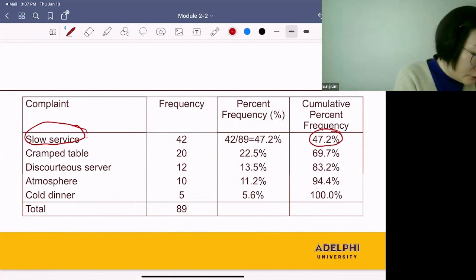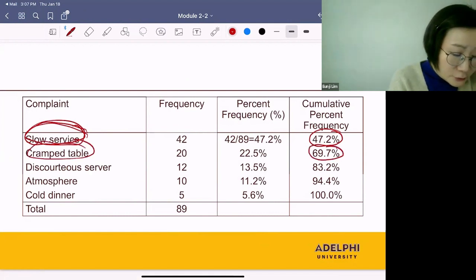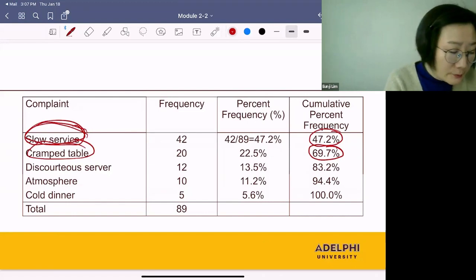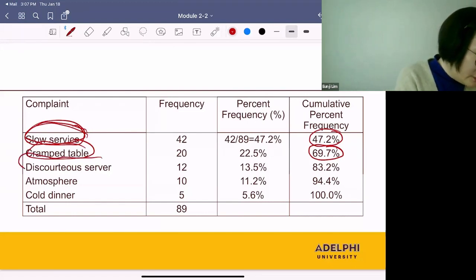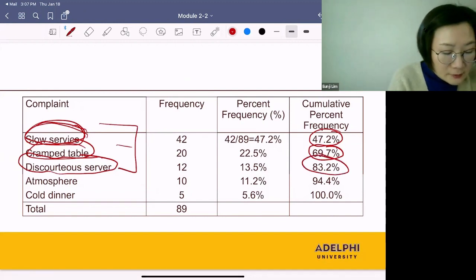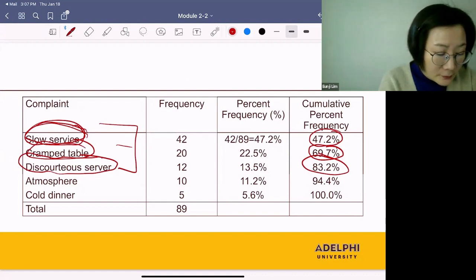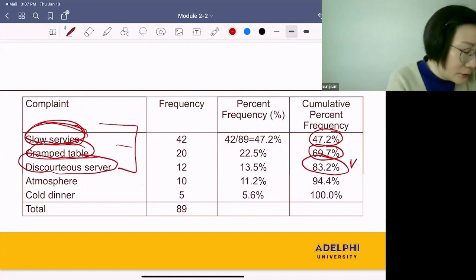Now, if you focus on the first two areas, then you will get rid of 69.7% of all the complaints. If you focus on the first three areas, then you get rid of 83.2% of the complaints. So this is our target. So the manager should focus on the first three areas: slow service, cramped tables, and discourteous server.